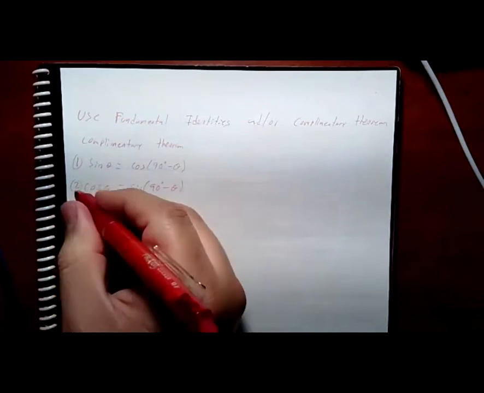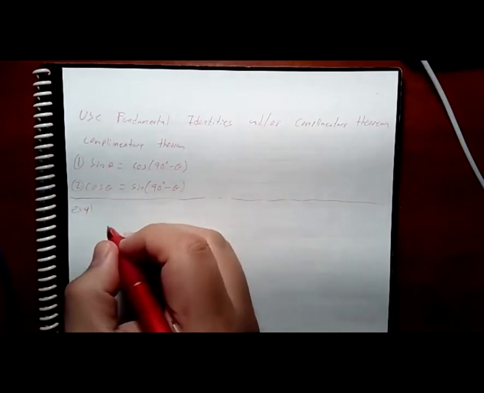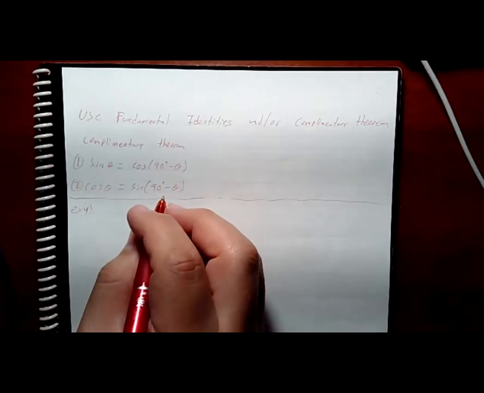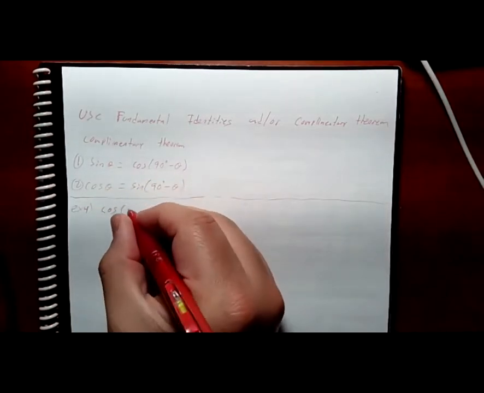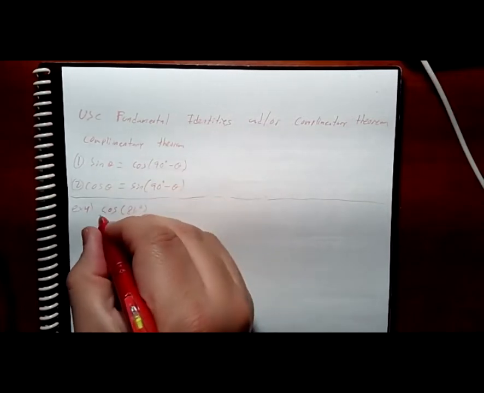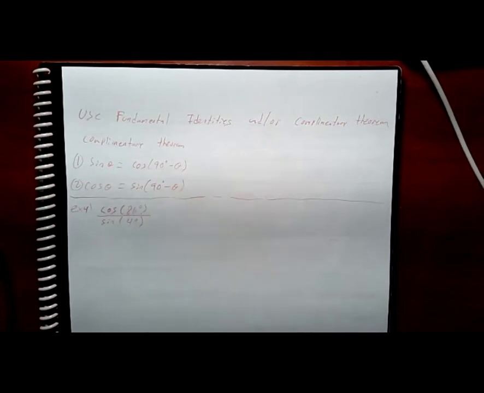What number are we on? 4. Okay. Cosine of 86 degrees over sine of 4 degrees. So this is supposed to cancel into 1.